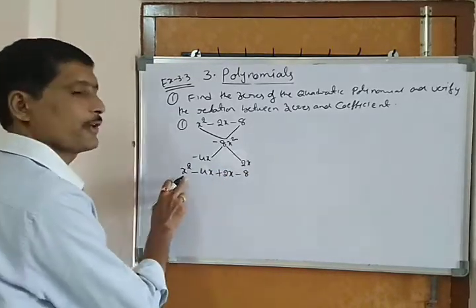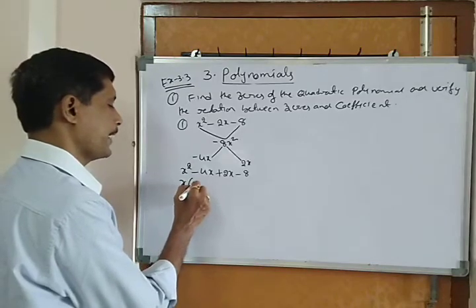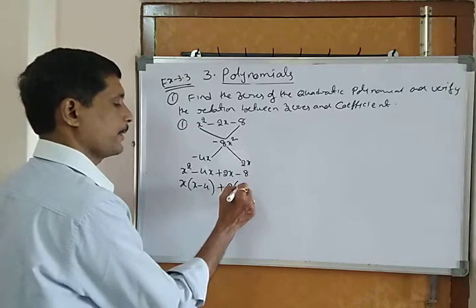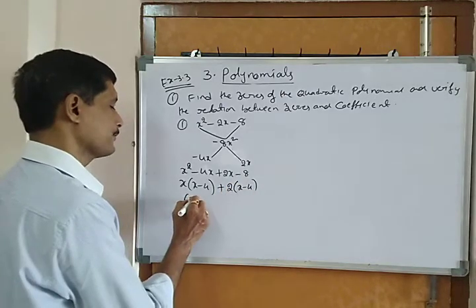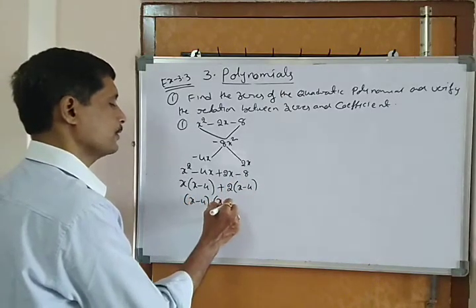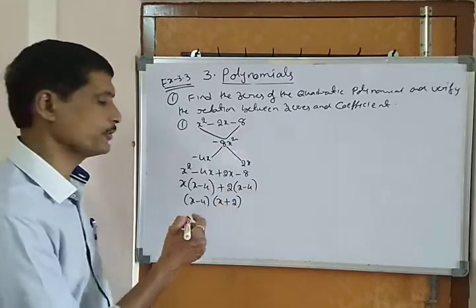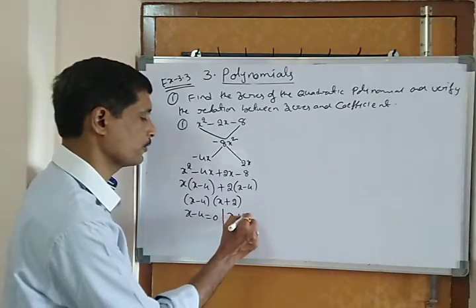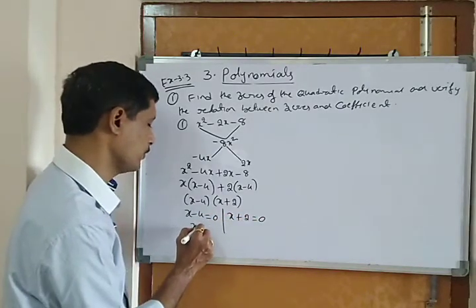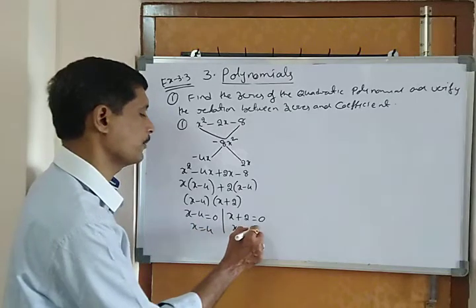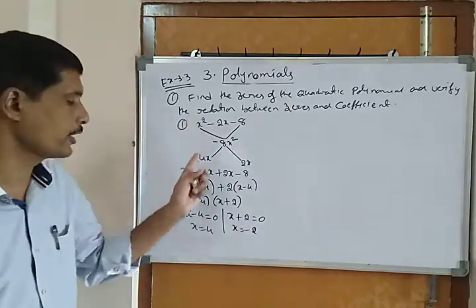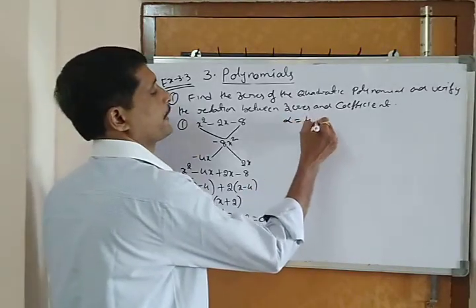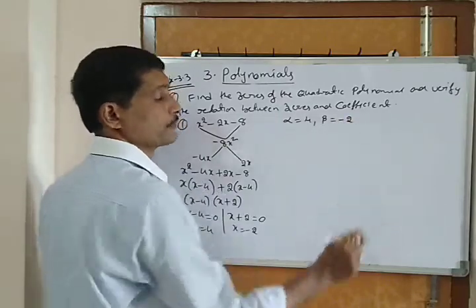In the first two terms x is common, therefore x minus 4. In the last two terms 2 is common, x minus 4. Here x minus 4, x plus 2, each equal to 0. Therefore x minus 4 equal to 0, x plus 2 equal to 0, so x equal to 4, x equal to minus 2. Therefore the zeros of the polynomial are alpha equal to 4, beta equal to minus 2.